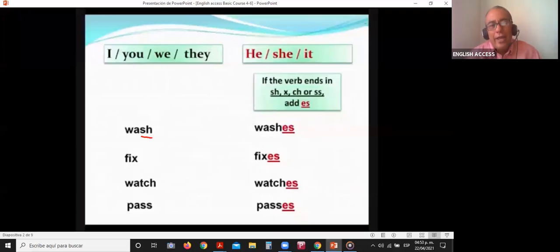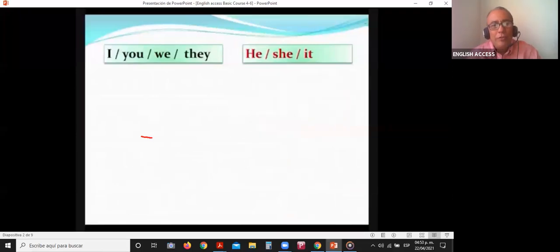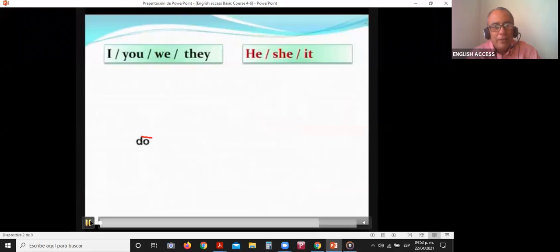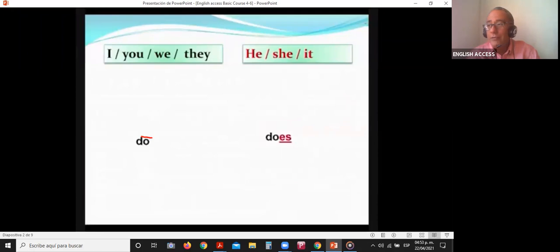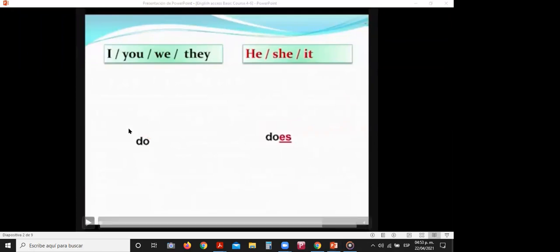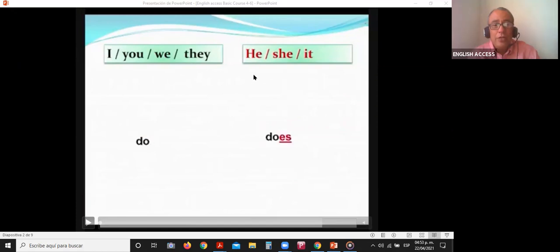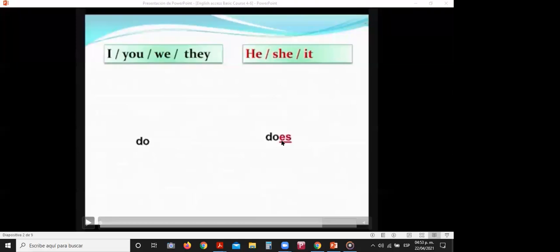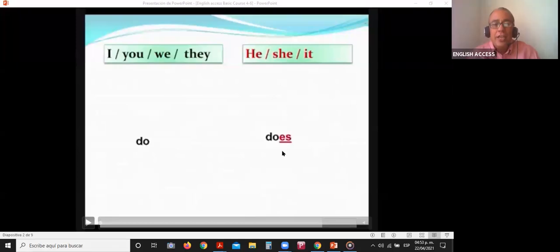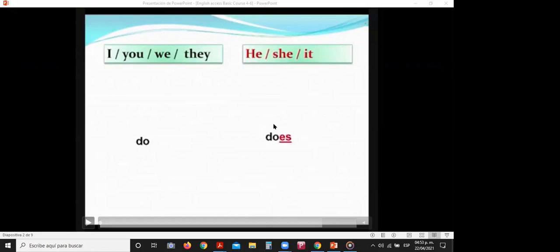Now let's see some examples. I want you to help me to modify the verb, okay? One more thing. Do changes to what? Does. I do, you do, we do, they do. He does. Like number 2, does. She does. It does. Okay, repeat again, please. 1, 2, 3. He does. She does. It does. Very good.